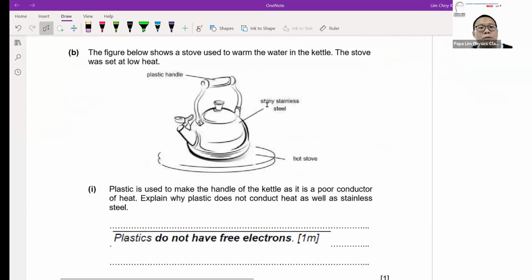Part B, okay, we have a stove. We have a stove used to heat up the warm water in the kettle. Take note, your stove is shiny, stainless steel. So you have three clues here: shiny, stainless steel.